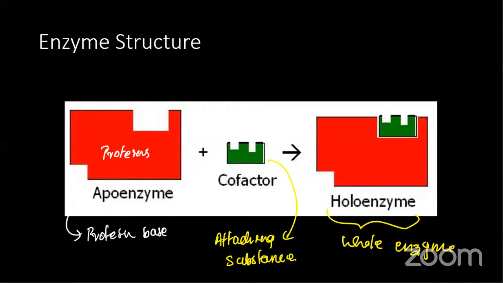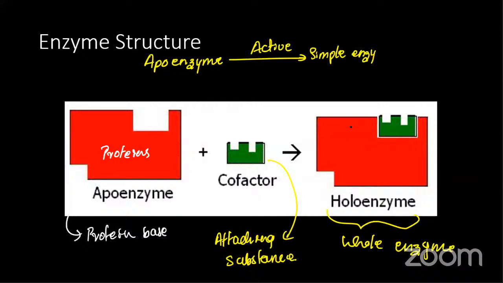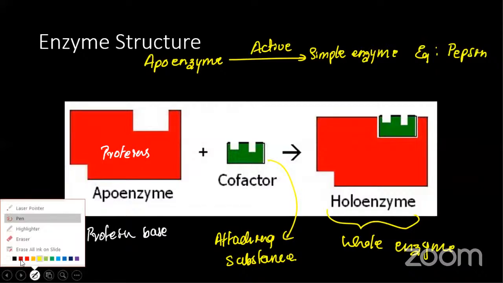If the apoenzyme alone is active, then we call this kind of enzyme a simple enzyme. That means it doesn't need anything else. Only the protein part is enough. For example, I can write pepsin.